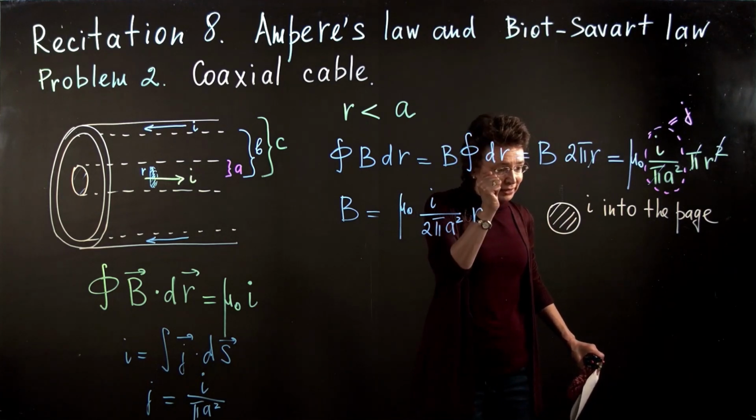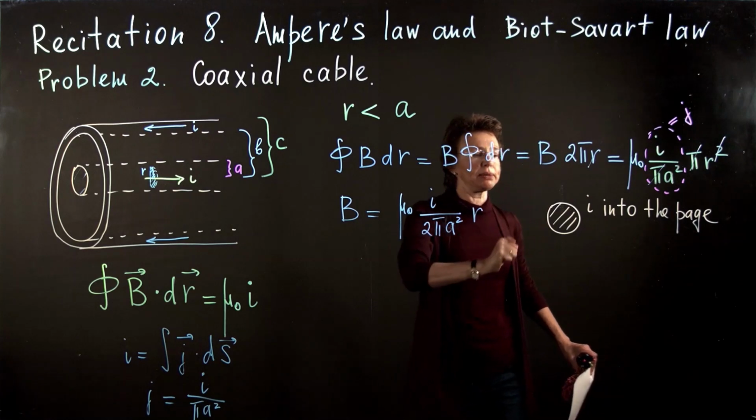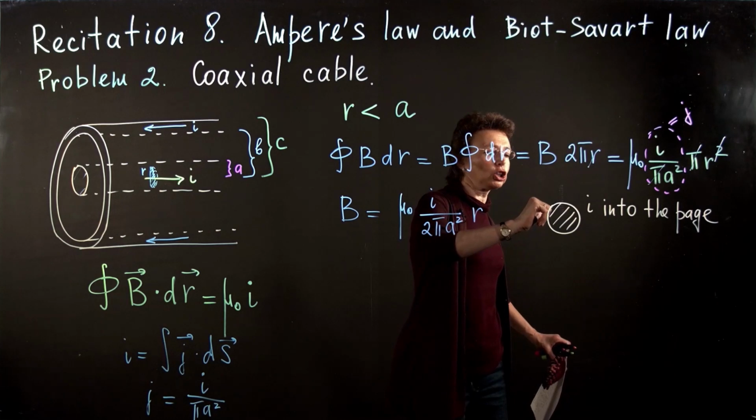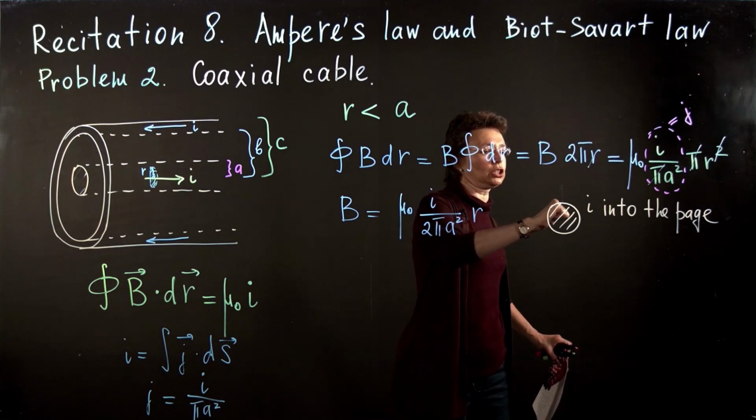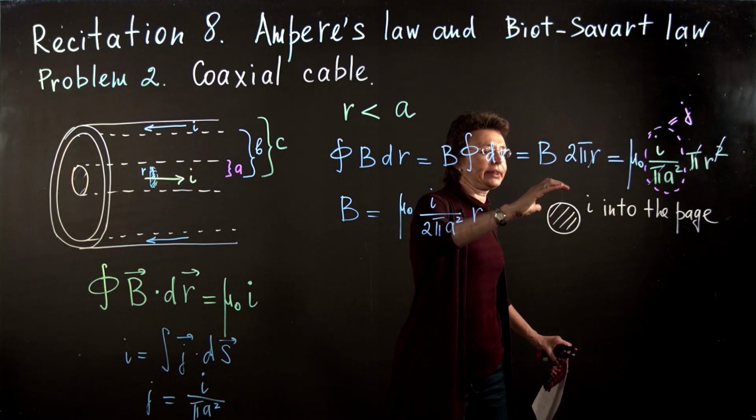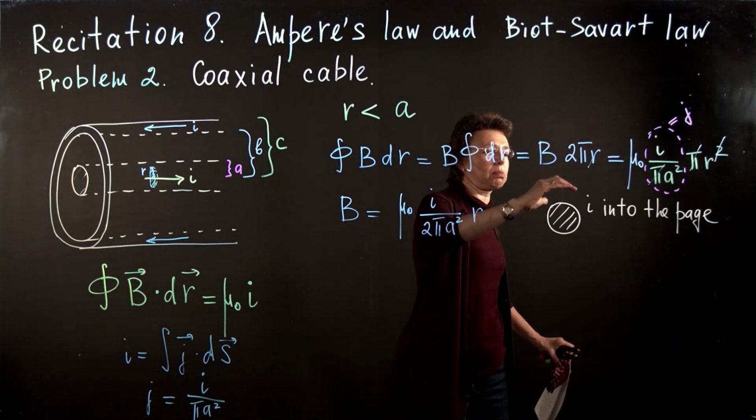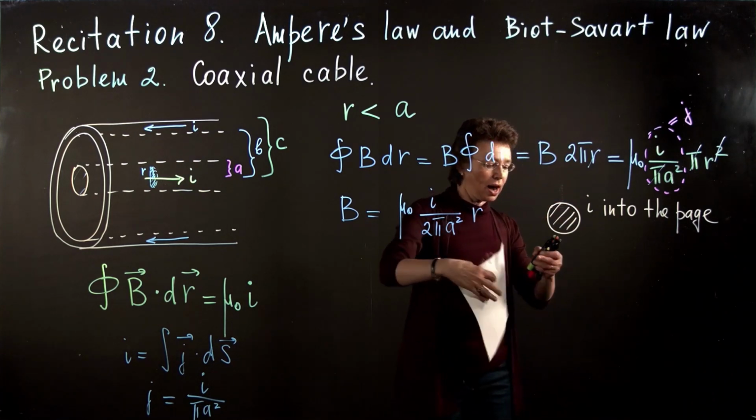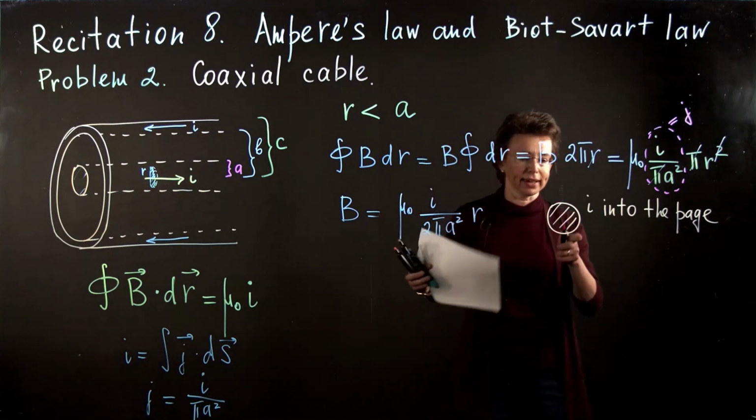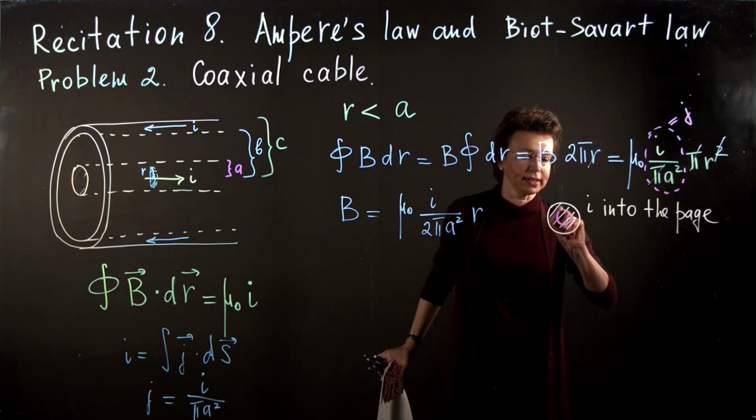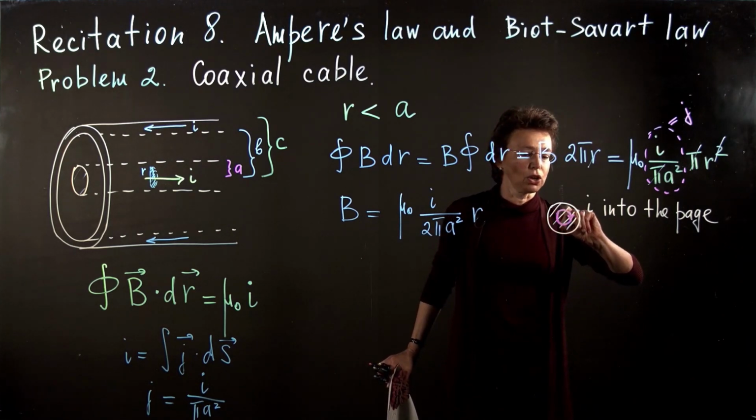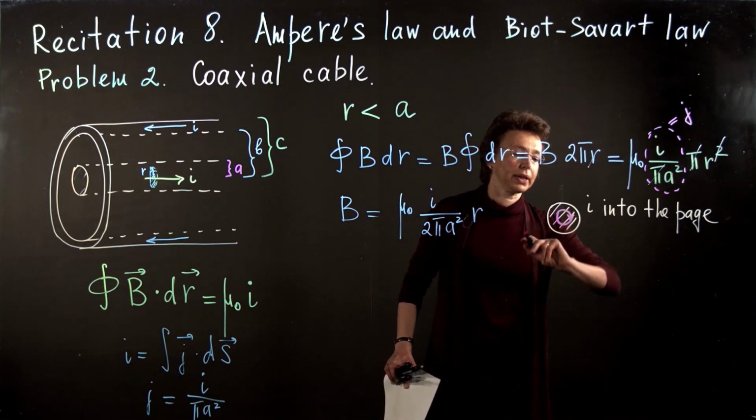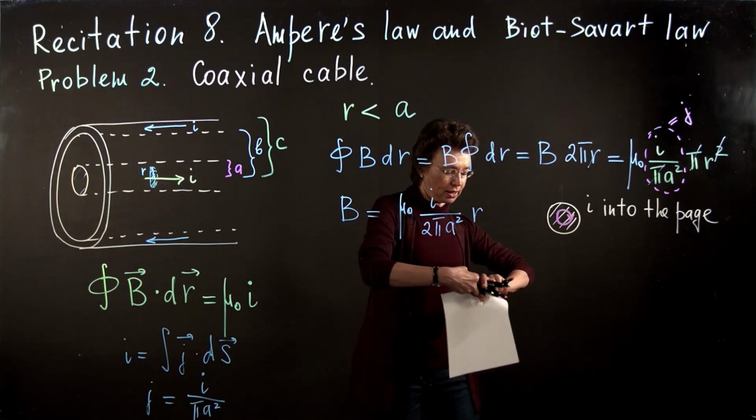I use my left hand again. Why? Because you see my mirrored image. So it's funny. I put my thumb along current. So current goes into the page. This is my thumb. And now I bend my fingers, and my fingers show the direction of the lines of the magnetic field. We are at R less than A. We are right here, and the lines of the magnetic field will be circles with the direction clockwise, as I just showed with my hand.